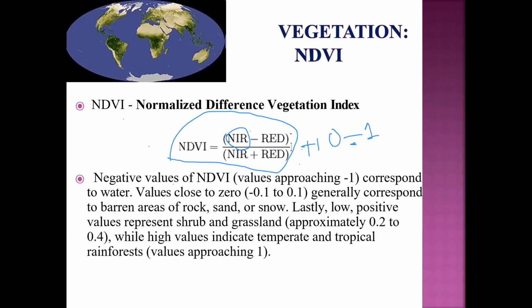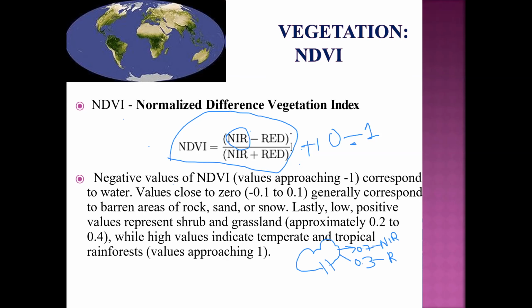Here see, for the vegetation, NIR will be more reflected, so this value will be more. For example, if we have the plant, it is reflecting more, for example 0.7. So if 70% of the radiation is reflected in the NIR region, then 0.3 or 30% is reflecting in the red band, in the red region.